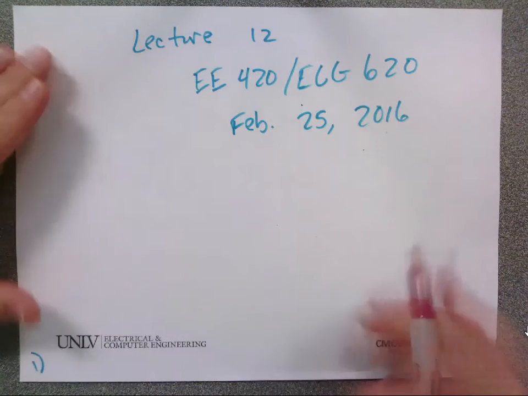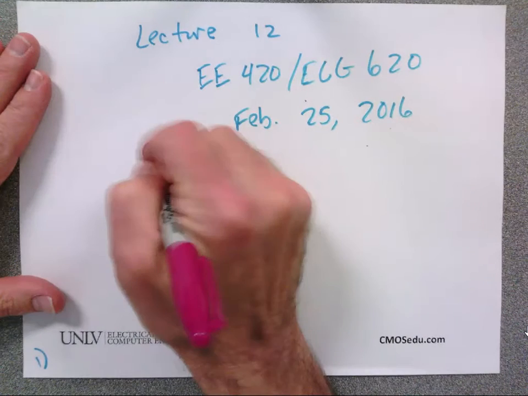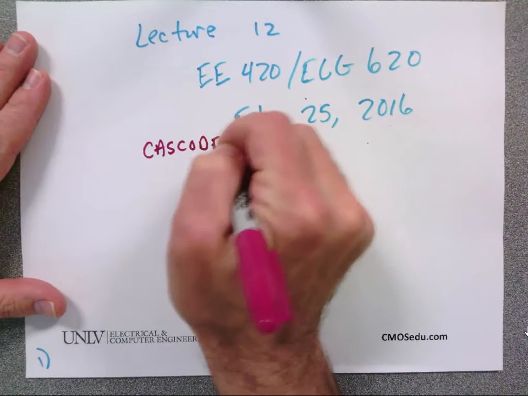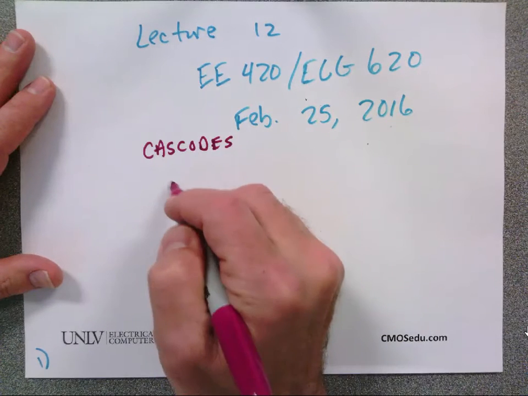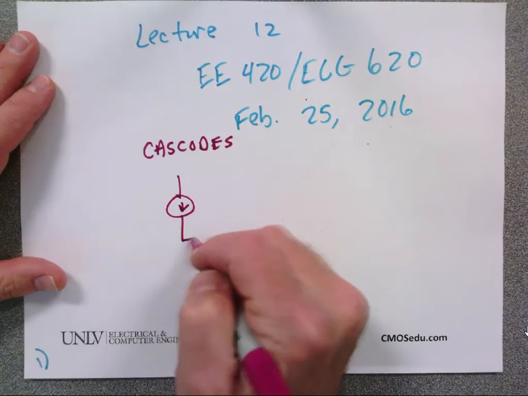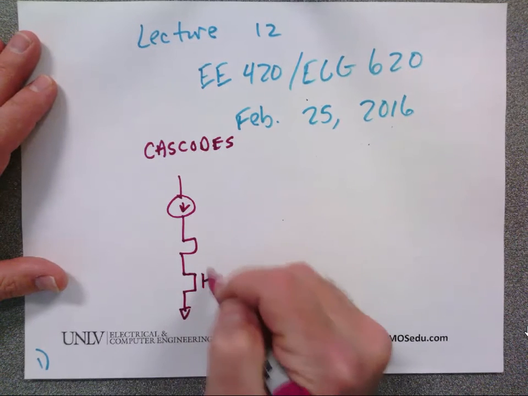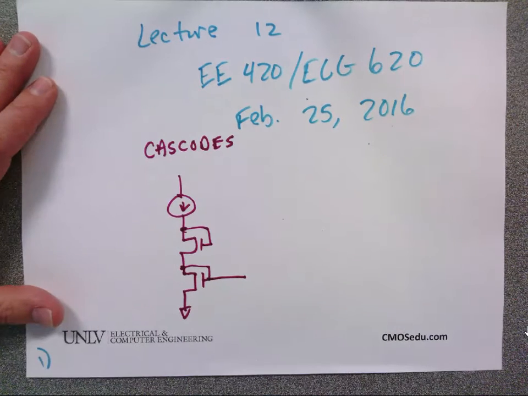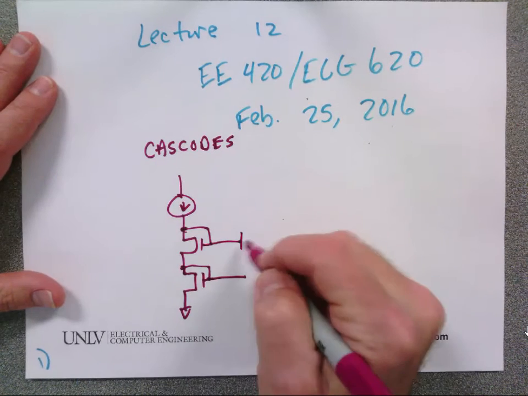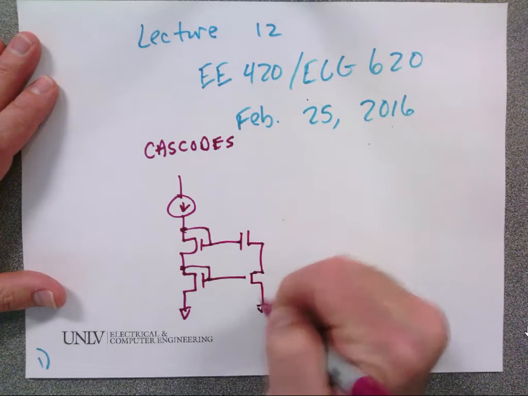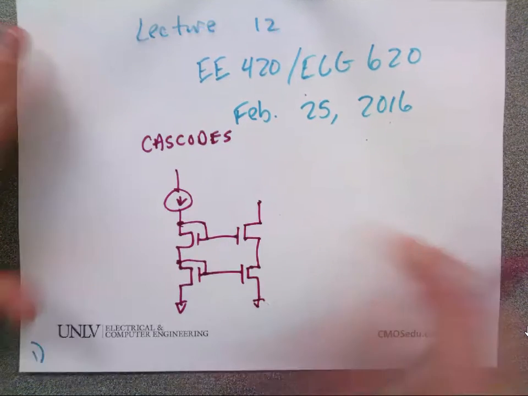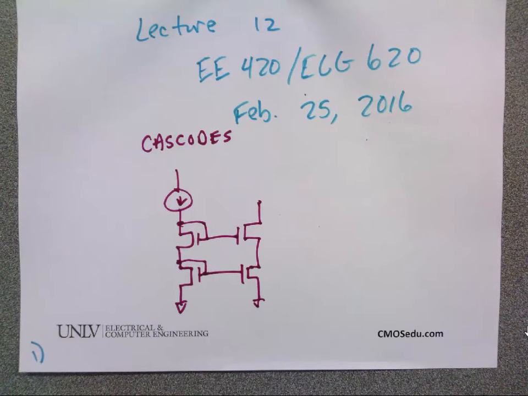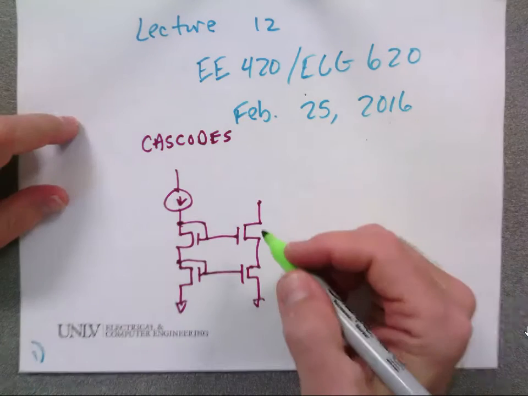Let's review CAS codes. Here's a CAS code. Tell me again, what was the purpose of CAS coding? Yeah, output resistance. Make the curve flatter. Okay, so I'm going to ask really simple questions here just to make sure everybody follows. How'd you like having the quiz at the beginning and then working it? You don't like it? Brother, I can't please everybody.